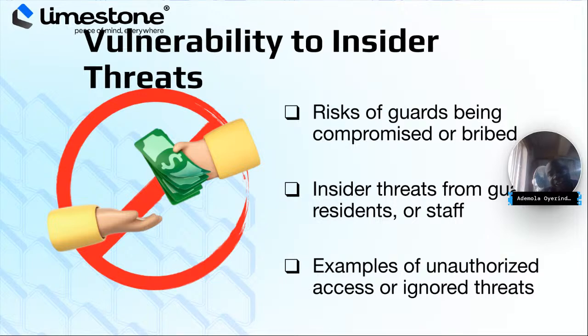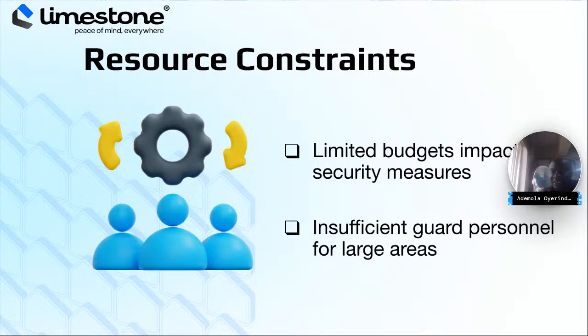Another issue that is very common with the guards is inadequate training. They are not well trained. They don't have the capacity to manage external threats like kidnapping, terrorism, and things like that. They also have resource constraints. They operate with tight budgets and insufficient guard personnel for large areas. Where they are supposed to deploy, say, 15 guards, they decide to deploy 5 guards, and they tell you they have resource constraints.